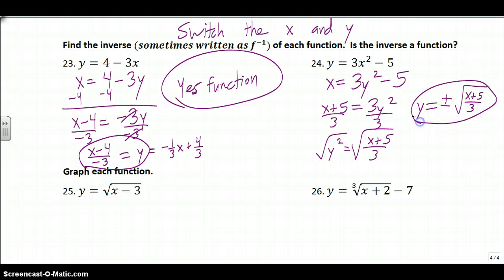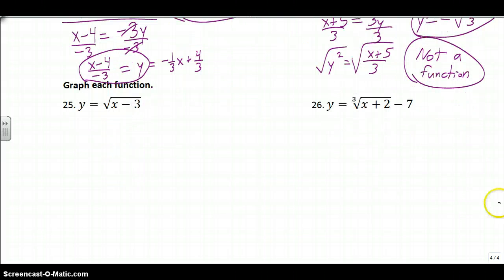So there's the inverse. Is it a function? Nope, because you have plus or minus. Not a function. Basically, what would happen is if I plug in an x value, I would get two answers, a positive and a negative, and that can't happen. Okay? And the last two, graph each function.